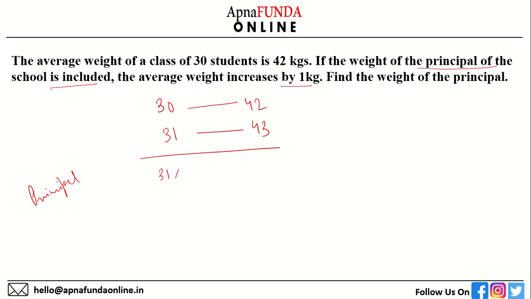So 31 into 43 minus 30 into 42. When we solve this, you will get the weight of the principal. Let's solve this. This is 1,333 minus 1260. This is equal to 73. So the weight of the principal is 73 kgs. This is my answer. I hope you have solved along, and this is your answer too.